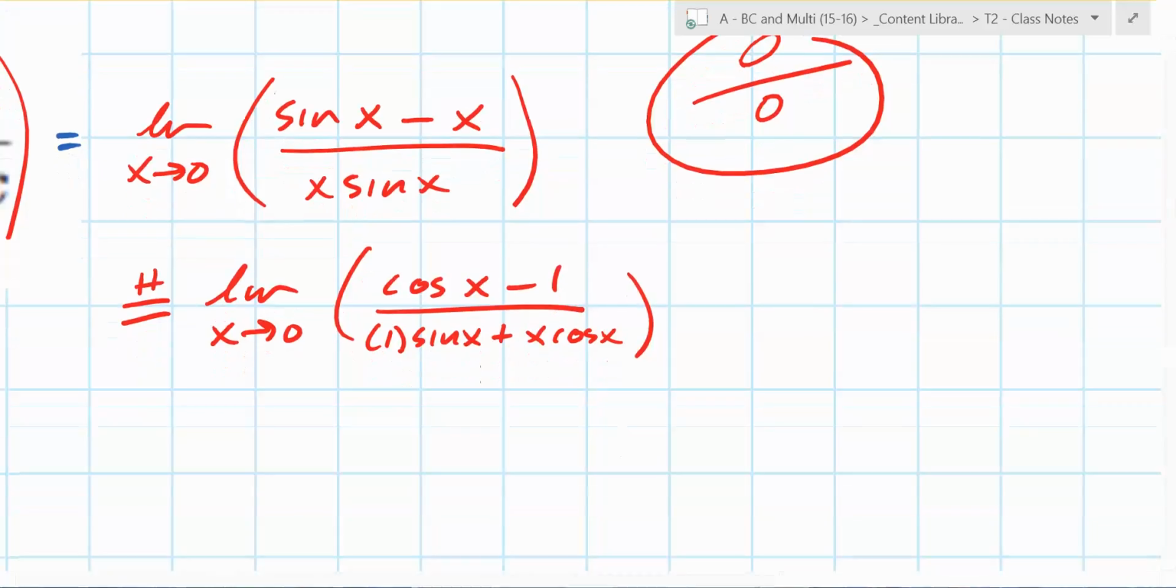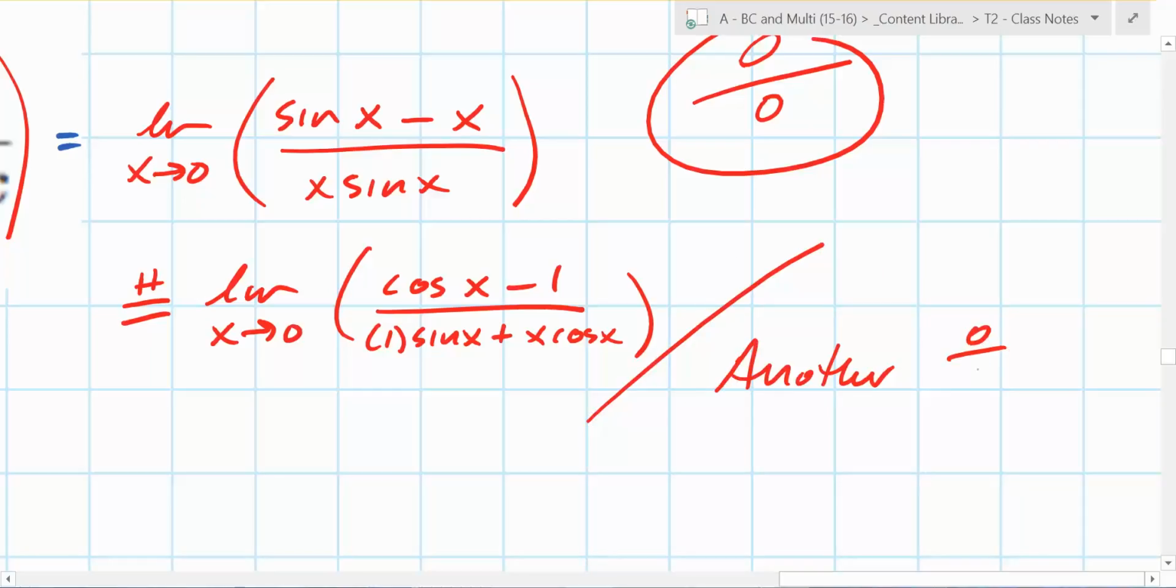And can you plug in 0 into this thing? What's cosine of 0? 1. So we have 1 minus 1 over 0 plus 0. Then it doesn't work. 0 plus what? 0. Okay, so is it indeterminate again? Yeah. So we're going to stop here and pause here, but theoretically, what do we have again? Another 0 over 0, right? You do it again and see if it cleans up.